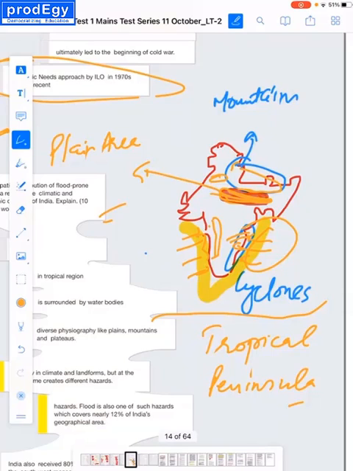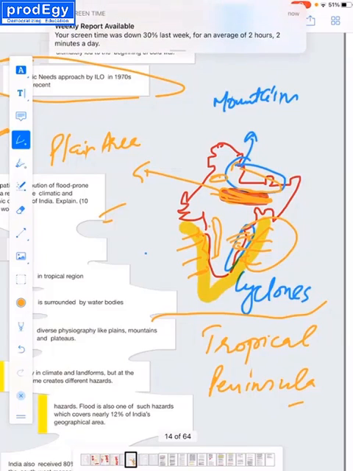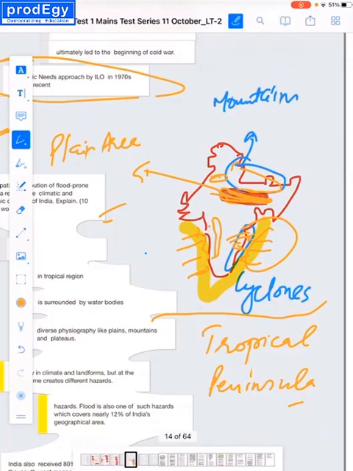When you are talking about plain areas, they have very low gradient, and when your gradient is low, there is a tendency for rivers to meander. And they bring a lot of silt and mud with them, and it obstructs their path, and as a result, when it meanders, it results in floods in different regions. The Brahmaputra flood in Assam Valley, flood caused by Son River, all are examples of this.